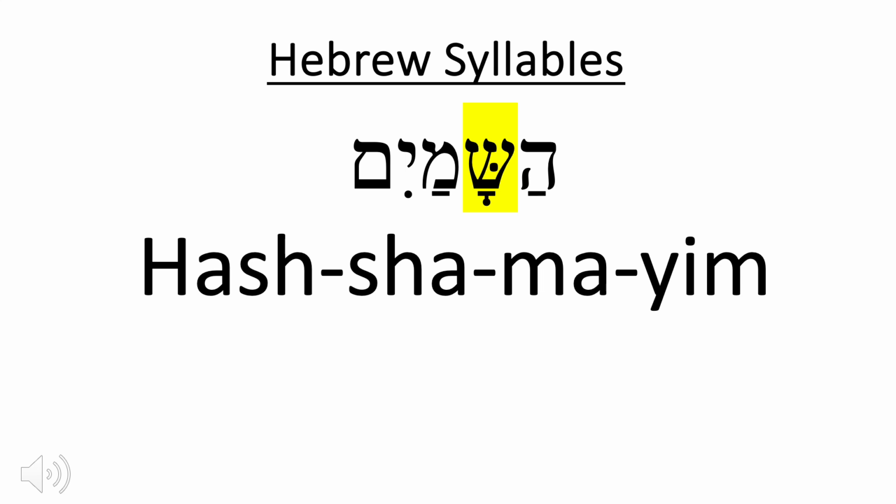How exactly are we going to close this first syllable? Well, we're simply going to add a shin, a second consonant. This will close the first syllable, so that the first syllable will now be hey plus a patach plus a shin, and the second syllable will be shin plus a kametz. A closed syllable will be the first syllable with the short vowel, and the second syllable will be an open syllable with the long vowel.